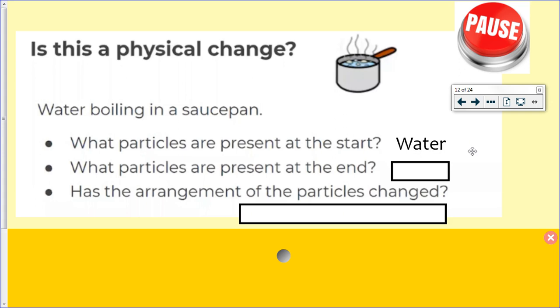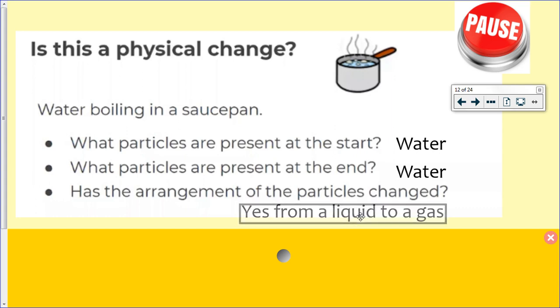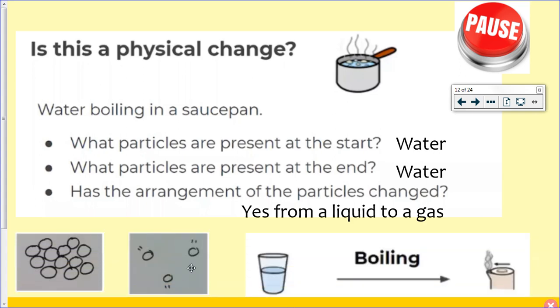Well, a bit like Mr. Walker said last week, it becomes a gas when we heat it, but it's still water particles. They've just boiled. So has the arrangement of the particles changed? Yes, it has changed from a liquid to a gas. They are still the same particles, but the arrangement of the particles has changed. But because they are the same particles, and we have done boiling, this is a physical change. So well done if you got that one correct, because it's still water.